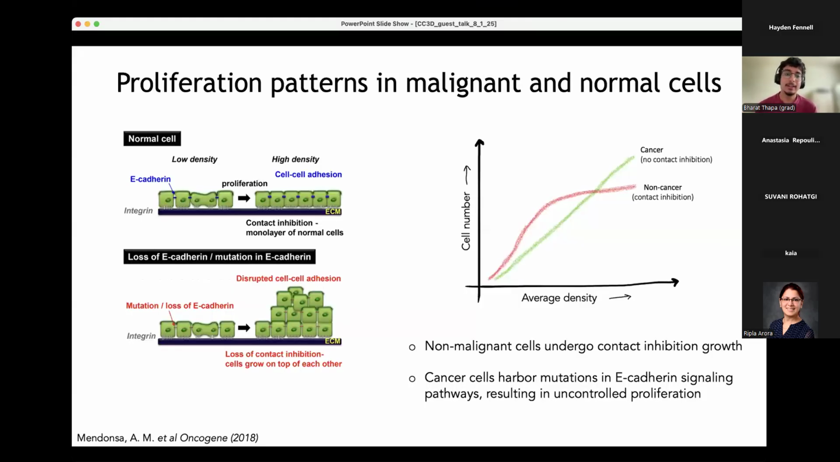So a little bit of background. The way cells generally grow in a dish or in the body is through a process called contact inhibition. When I say cells, I mean normal cells, where cells make these junctions, tight junctions with each other through adherent molecules, which are proteins.